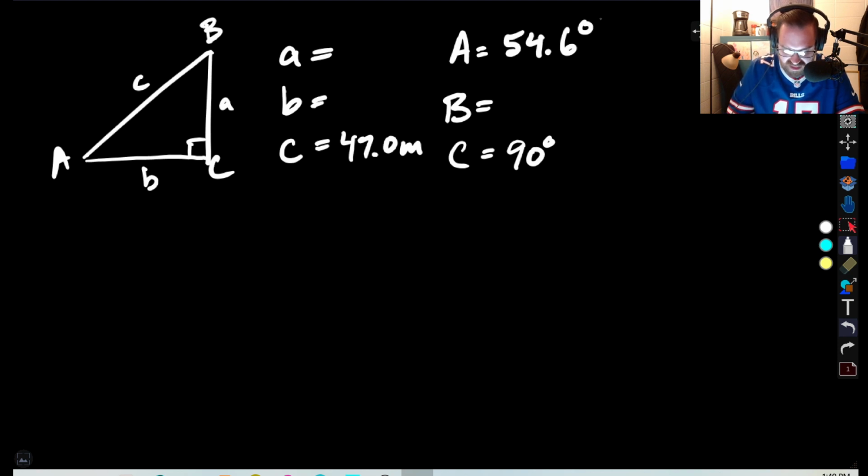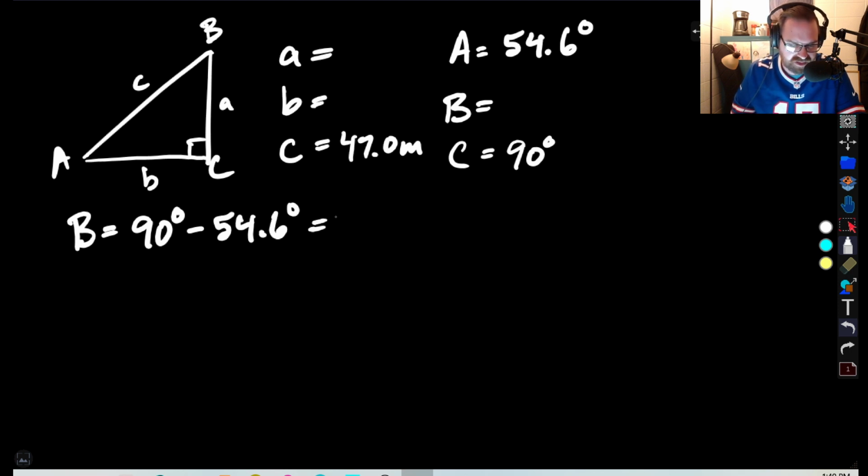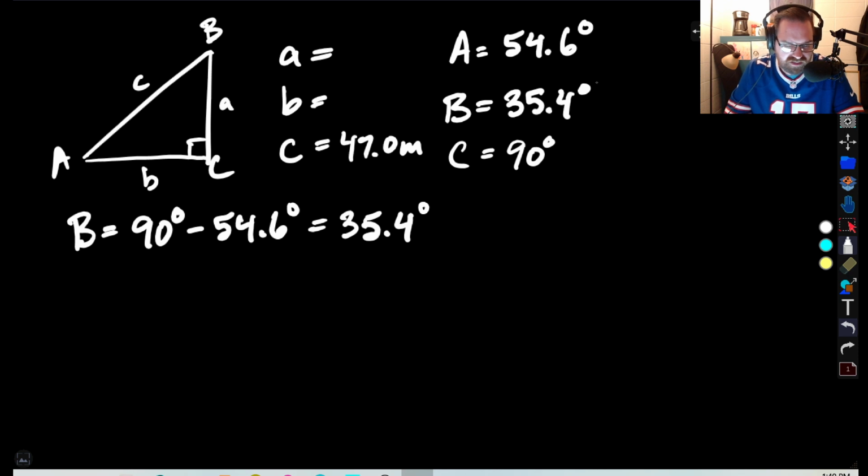There we go. So now that I know that, I can find angle B because I can just take 90 and subtract angle A, 54.6. This is given to me. So as a result, I am going to get 35.4 degrees.